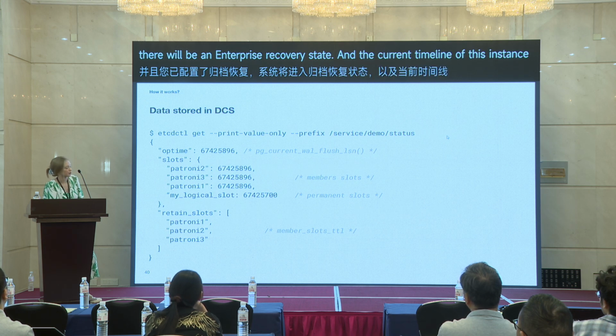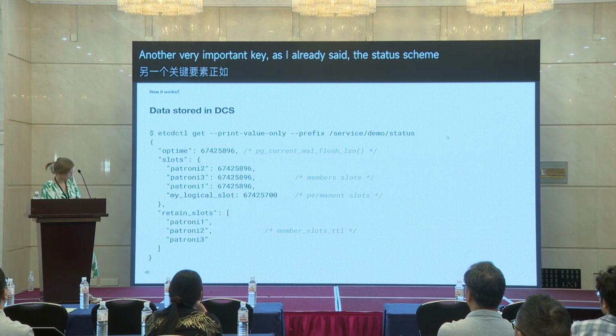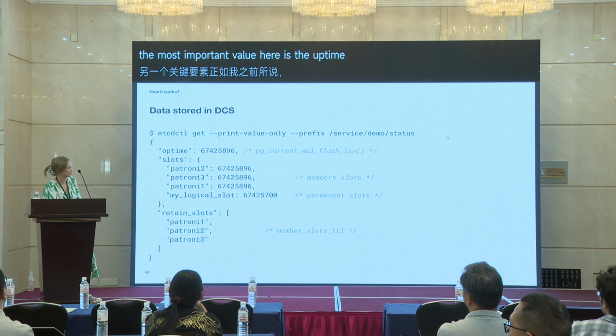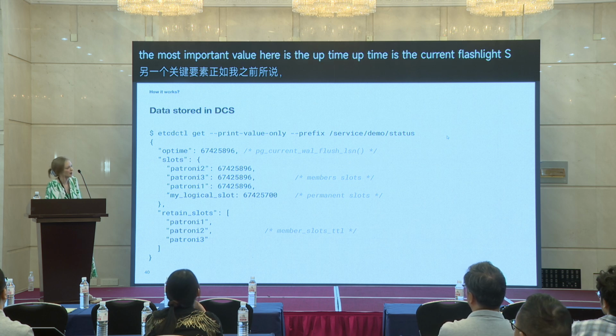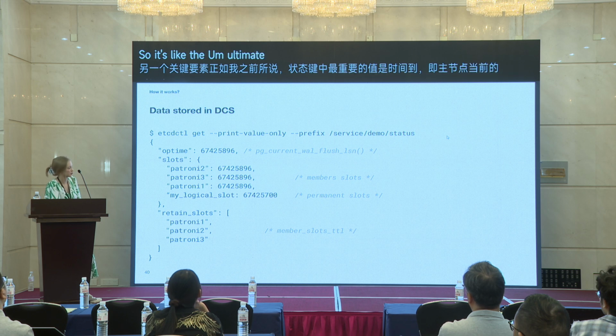Another very important key, as I already said, the status key. The most important value here is the uptime. Uptime is the current flush LSN on the primary. So it's like the ultimate truth for our cluster, what position it is in.